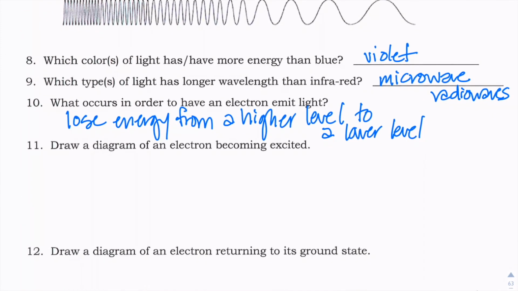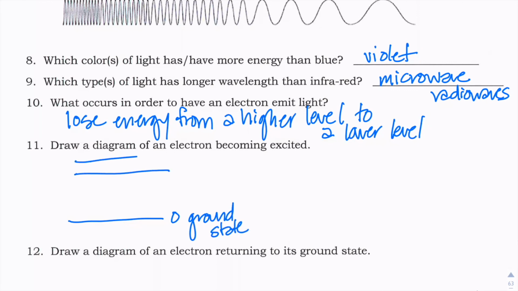Okay, so on number 11, there's some diagrams like this in your notes, but an electron becoming excited, the zero state is called the ground state, and they can be promoted to one of these other energy levels. We'll just call them 1 or 2. So these are excited states. So an electron becoming excited would go up to one of these states. It can actually go from 1 to 2.